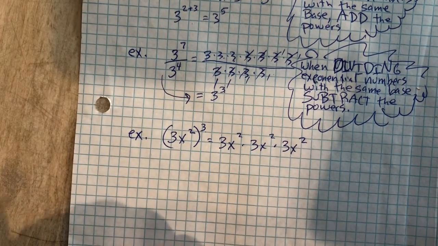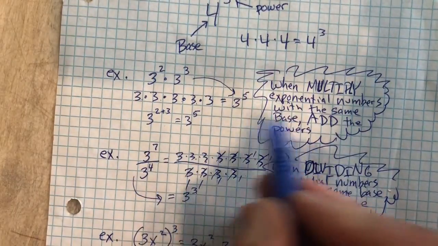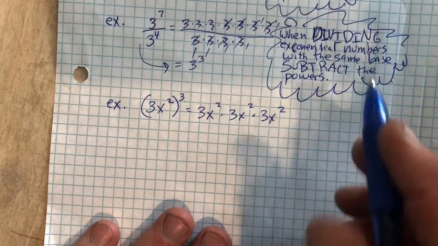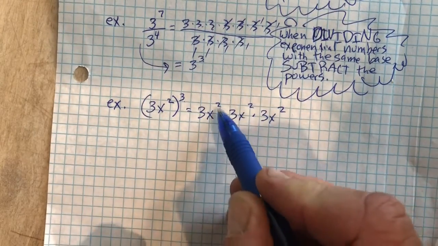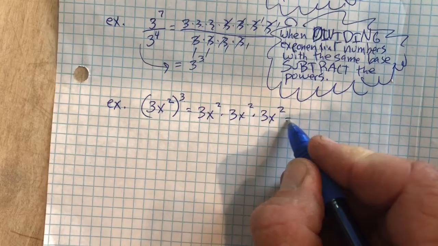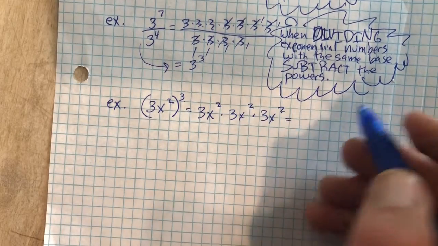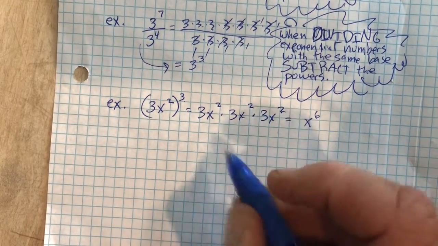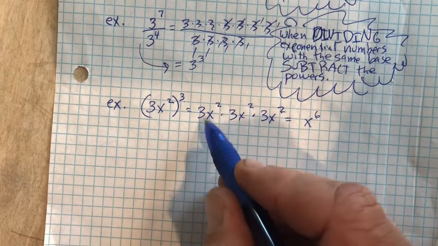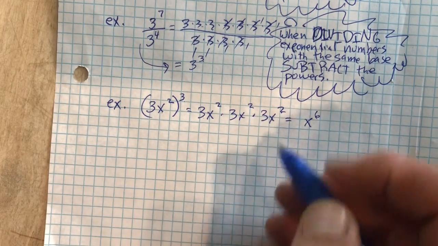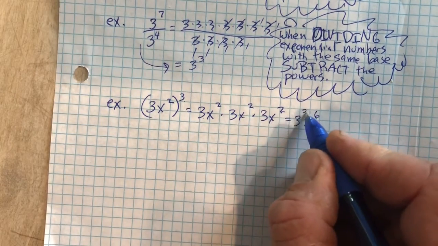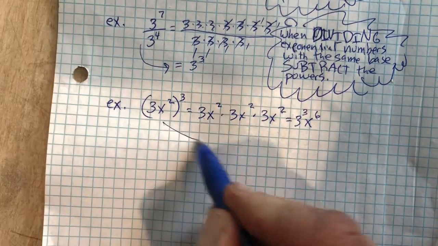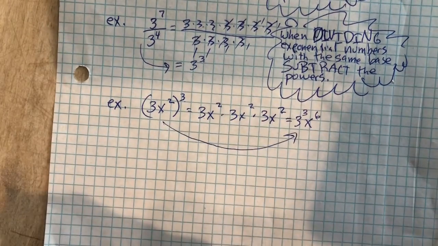Now, if we look at our first rule from up above, where you multiply exponential numbers with the same base, you can add their powers. We can do the same thing here. At least with the x, you can see 2 plus 2 plus 2 is 6, so we'll end up with x to the 6th power. But what about the 3's? 3 times 3 times 3 would be 3 to the 3rd power. So we went from here to here.